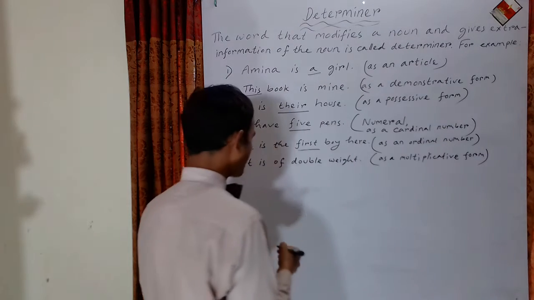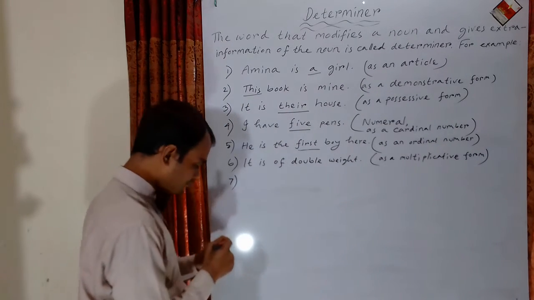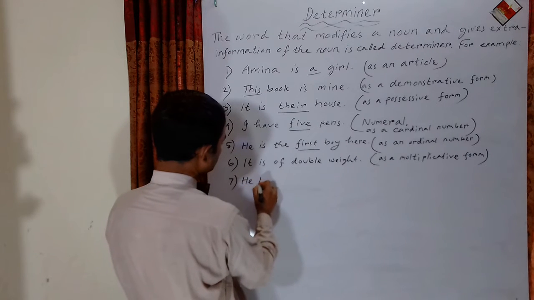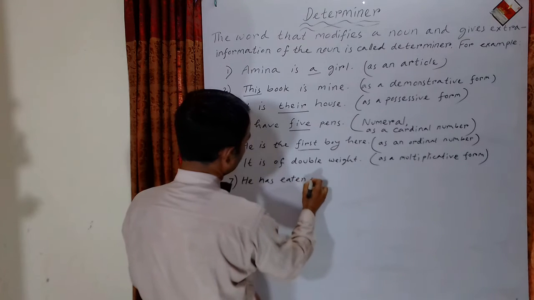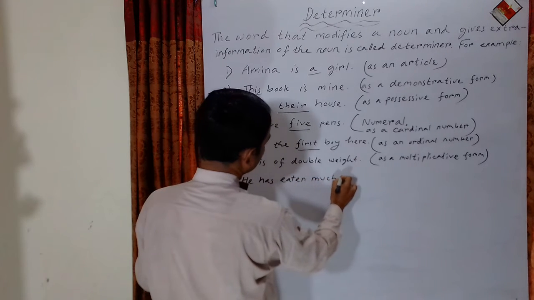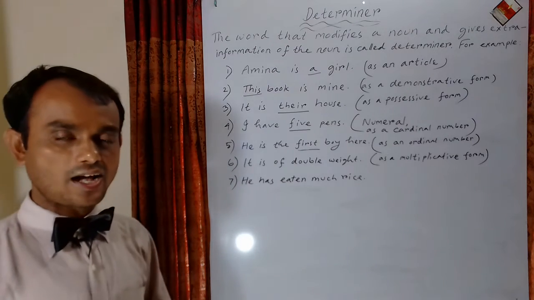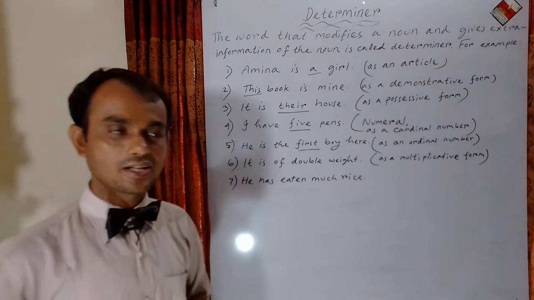As a multiplicative form. The next one, he has eaten much rice. Dear student, I have also written another sentence to give it more clear.